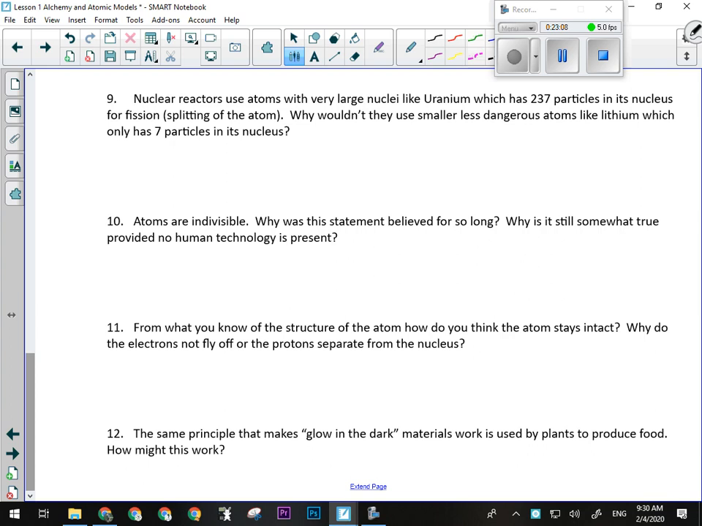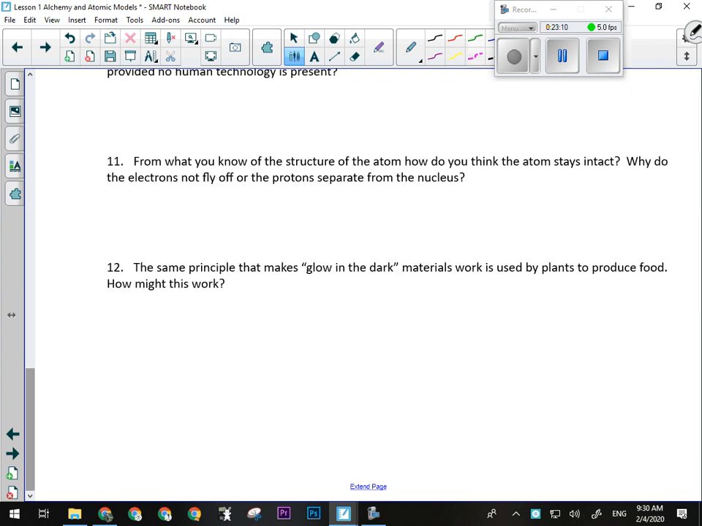And we talked about number 12 yesterday as well, with photosynthesis and glow-in-the-dark materials. This has to do with electrons being able to reach higher energy levels, and then when they come back down, they release that energy, and that energy can be used to do useful things. It can be given off as light, so glow-in-the-dark material will glow. For a plant, that energy can then be used to break apart carbon dioxide molecules and water molecules and form them into sugar.